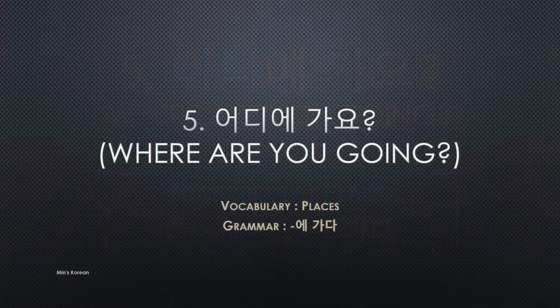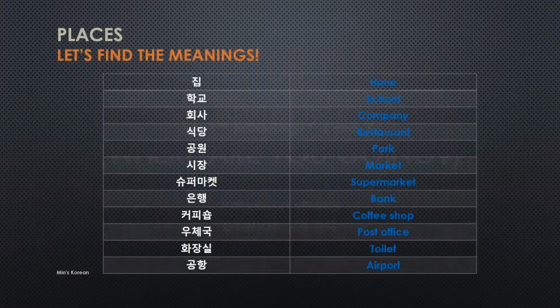So 어디에 가요? Where are you going? The vocabulary, places. The vocabulary first. Let's find the meanings. So first one, 집. Home. And then 학교. School.